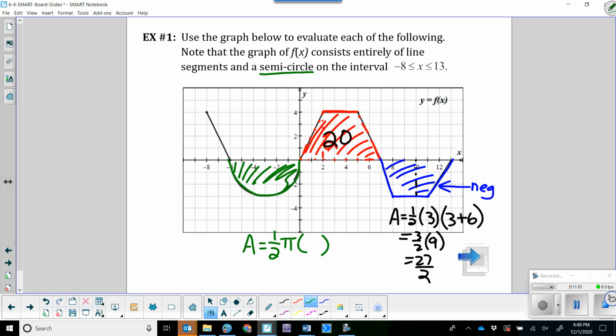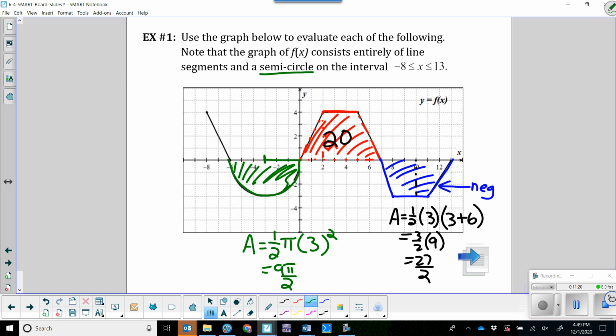The radius of the circle, be careful, it would be to go from here to here, right? The radius, because the rest of the circle would be up there on the top. So that means my radius is 3, squared. So I'm going to get 9 pi over 2.